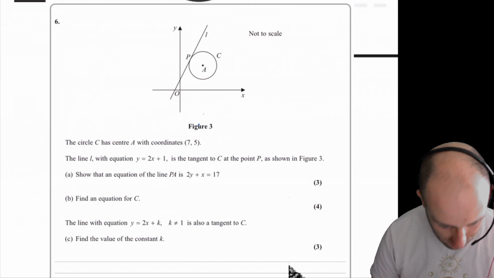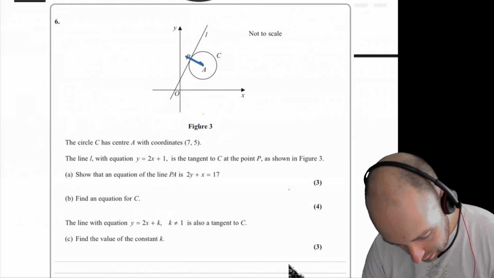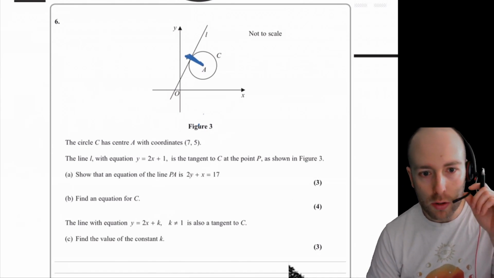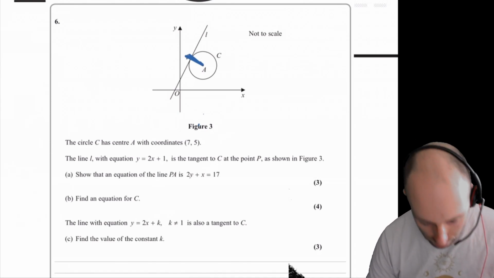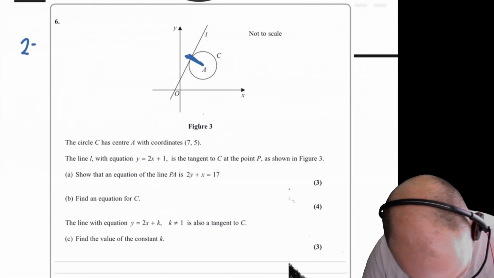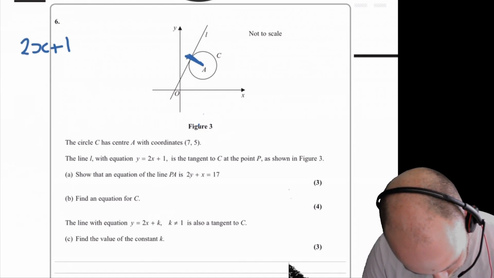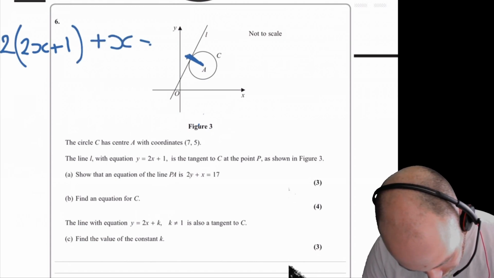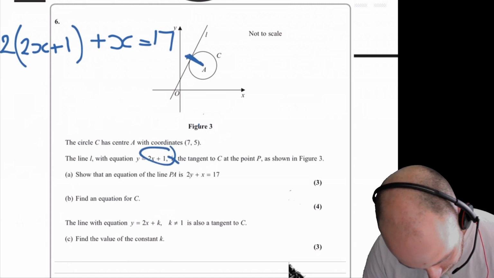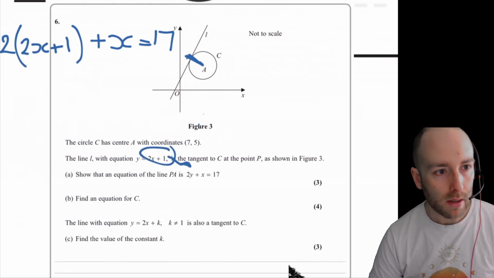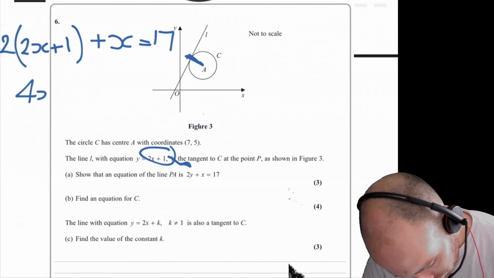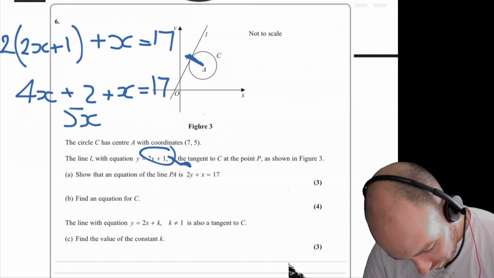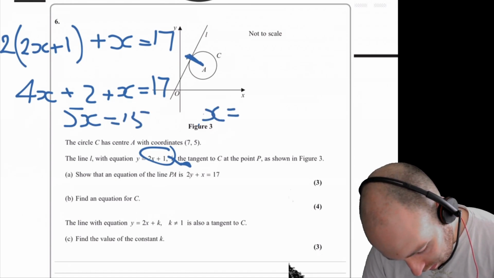Well, we know the center of the circle. All we need is the radius, and the radius is the length of the line PA. So if we work out where those two lines meet each other, we're going to say 2x plus 1 is, we're going to sub that into the other equation. So I've subbed this into the 2y there. Expand it, 4x plus 2 plus x, 17. 5x is 15, so therefore x is 3.